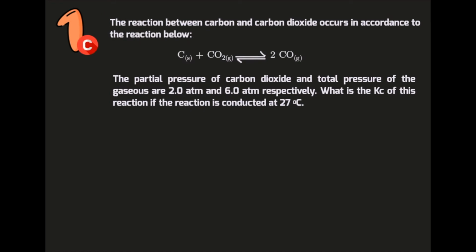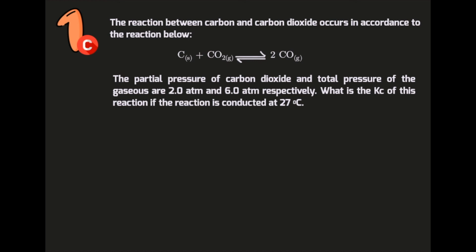Let's move on to question number 1C. The reaction between carbon and carbon dioxide occurs in accordance to the reaction below. The partial pressure of carbon dioxide and the total pressure of the gases are 2 atm and 6 atm respectively. What is the Kc of this reaction if the reaction is conducted at 27 degrees Celsius? Let's see what kind of information is given to us.